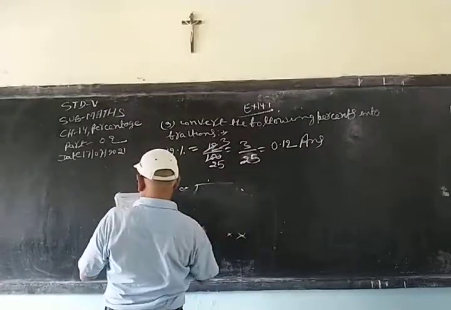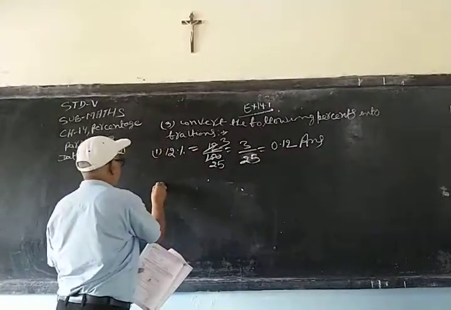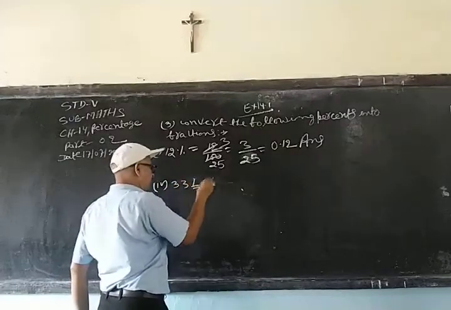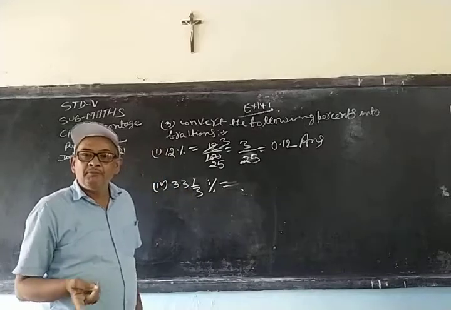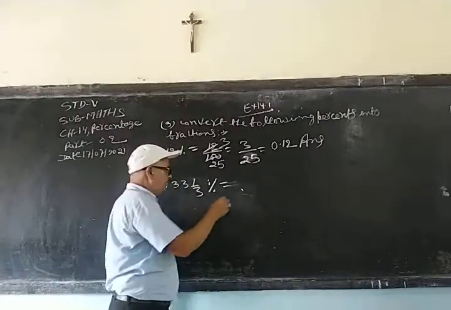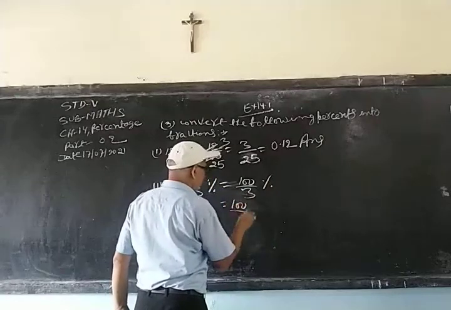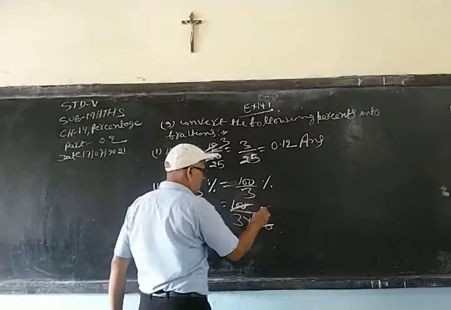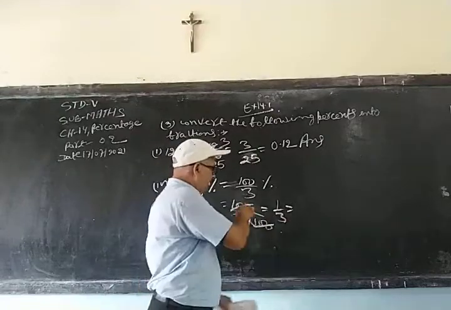Okay, now the first one I have done. Now 33 1 by 3%. What will you do, my dear student? Change 33 into an improper fraction. So 33 into 3, 99 plus 1, 100 by 3%. Means 100 by 3, you will divide by 100. So the zeros cancel, 1 by 3. This is the correct answer.